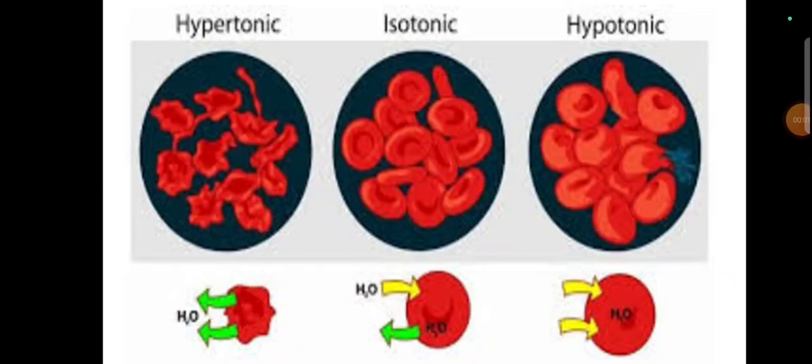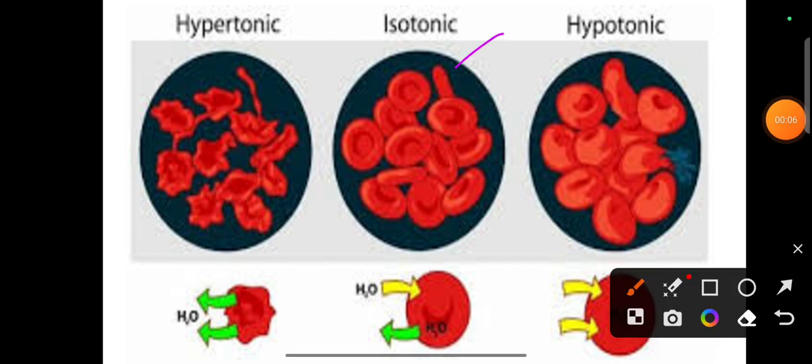Hypertonic solution, isotonic solution or hypotonic solution. First of all, we will discuss isotonic solution. Isotonic solution is a solution that has the same solute concentration as another solution.